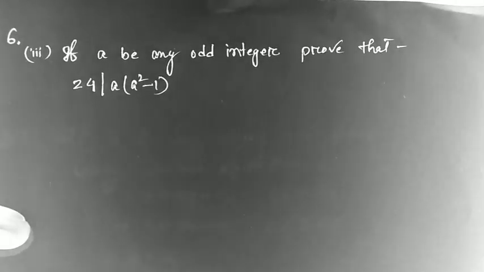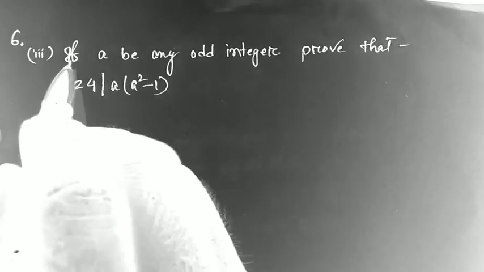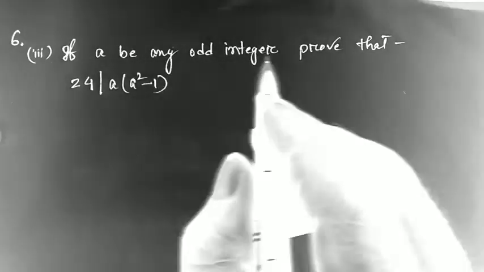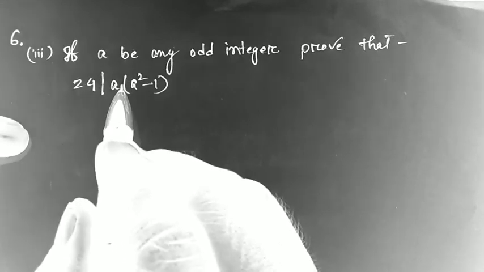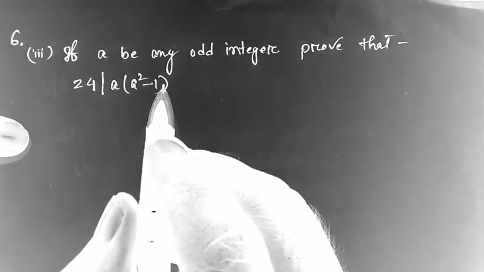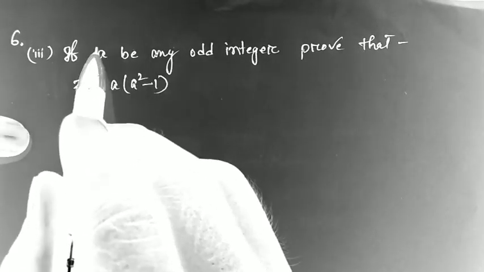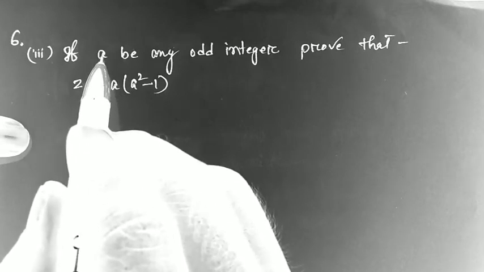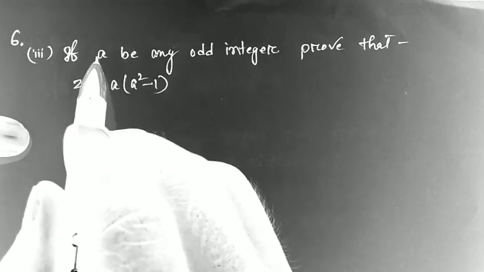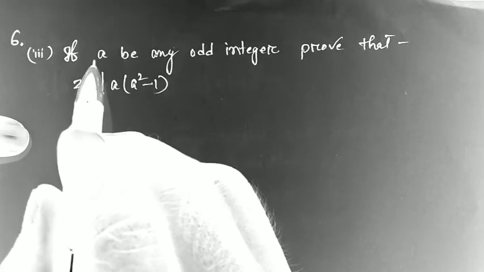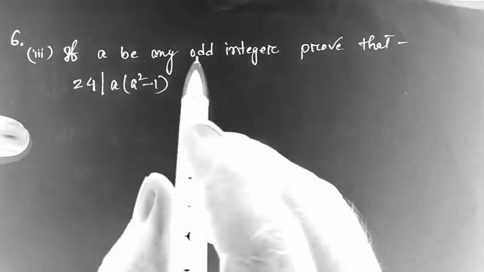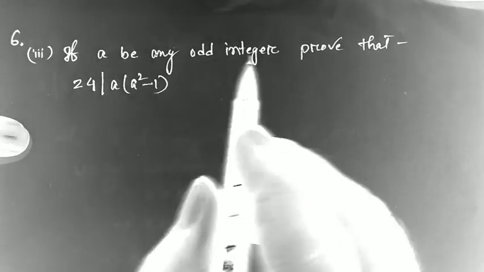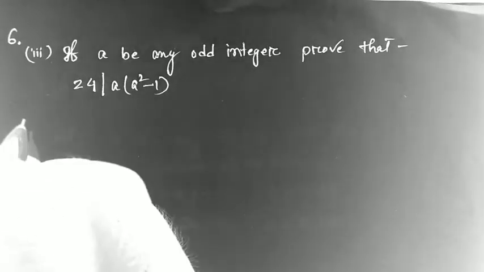Let's see question number 3 of question 6. This question is that if a be any odd integer, prove that 24 divides a into a square minus 1. This time a is any odd integer, not any integer. In the previous sum it was given that a be any integer, but in this case a is an odd integer. So we have to proceed in the same way.